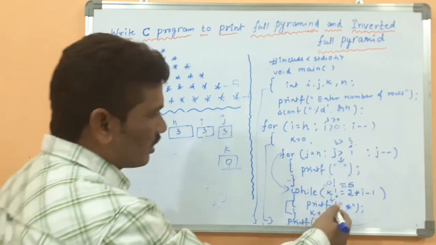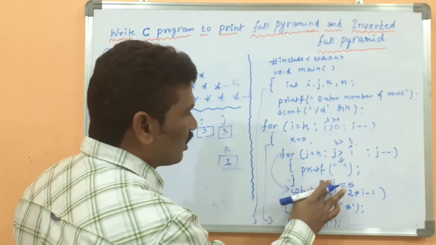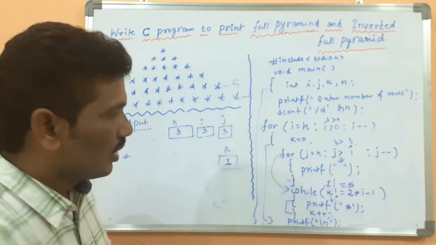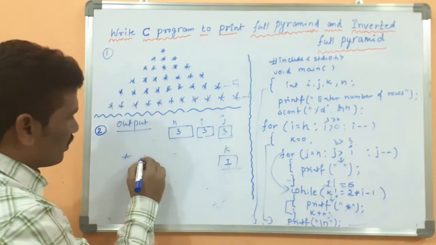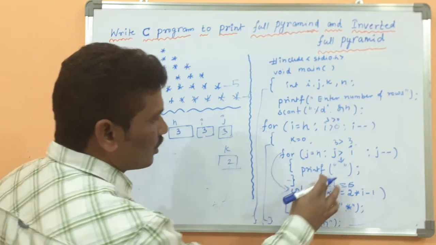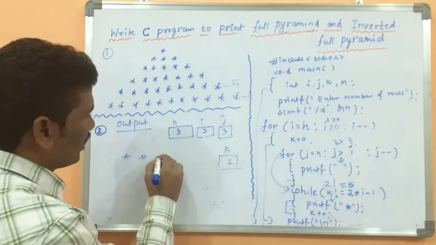Then after that, the k value is incremented by 1. K value becomes 1. Then 1 less than or equal to 5, the condition returns true. Then another star should be displayed. Then k value is incremented by 1. K value becomes 2. Then 2 not equal to 5, the condition is true. Then another star should be displayed over here.